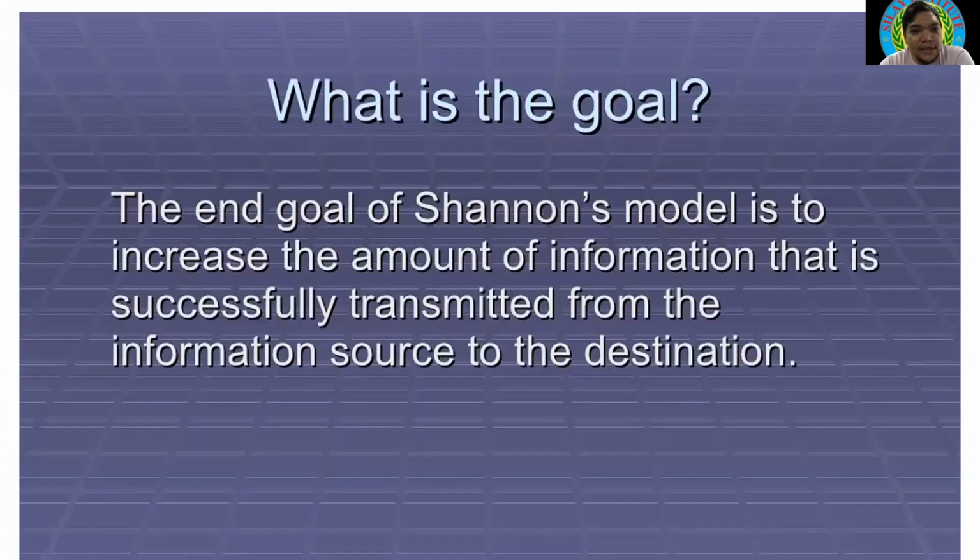So what is the goal? The end goal of Shannon's model is to increase the amount of information that is successfully transmitted from the information source to the destination. By the means of what? By the means of media or channel, like the use of technology. That's the reason why when we talk on the telephone, cybernetics occurs. When we use laptops or cell phones or even smartphones, cybernetics occurs already, as long as the uncertainty is reduced or the noise is cut from the equation.